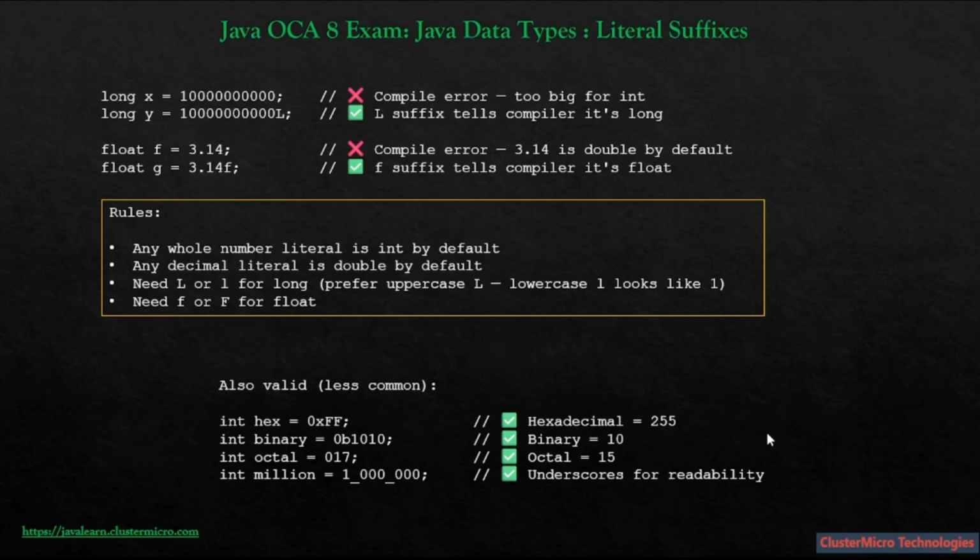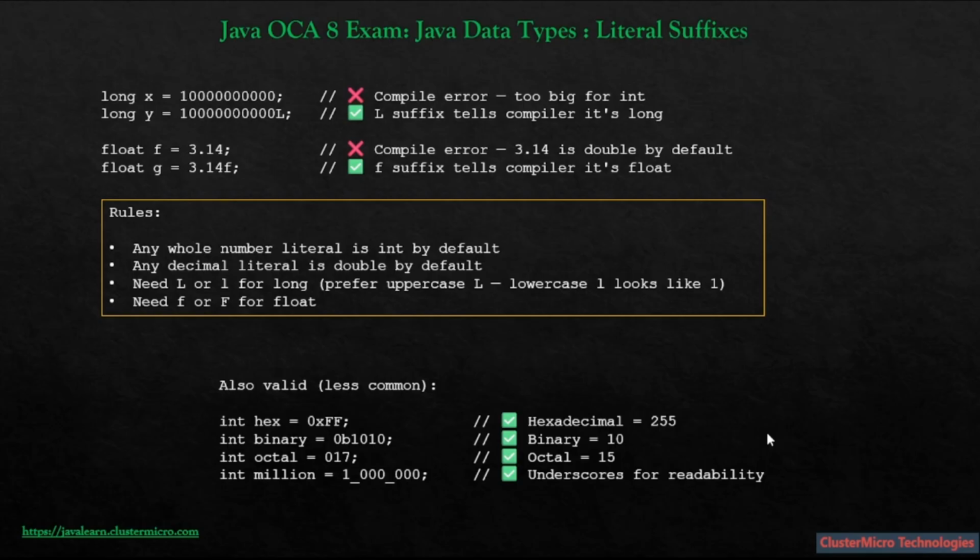One more thing, Java allows underscores in numeric literals for readability. int million = 1_000_000. That's perfectly valid and equals 1 million. The underscores are ignored by the compiler. But an underscore cannot be at the start, at the end, or next to the decimal point. That's a very important point. You have to remember that.